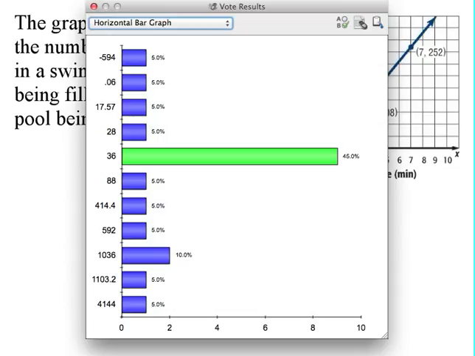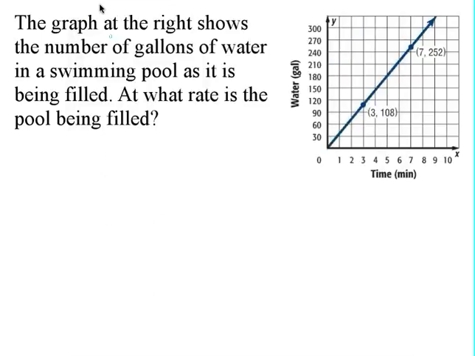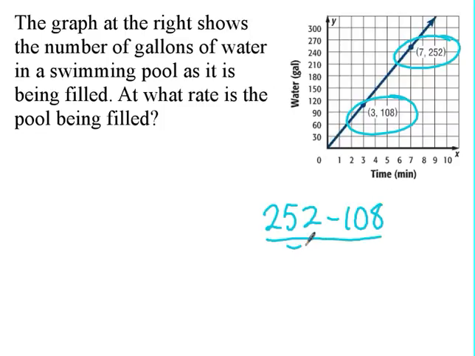And the answer is 36. Okay? How do you get 36, guys? You need to be paying attention. You've got two values here. This is what they tell you. So all you're going to do is exactly what we did on the page before: 252 minus 108, divided by 7 minus 3.